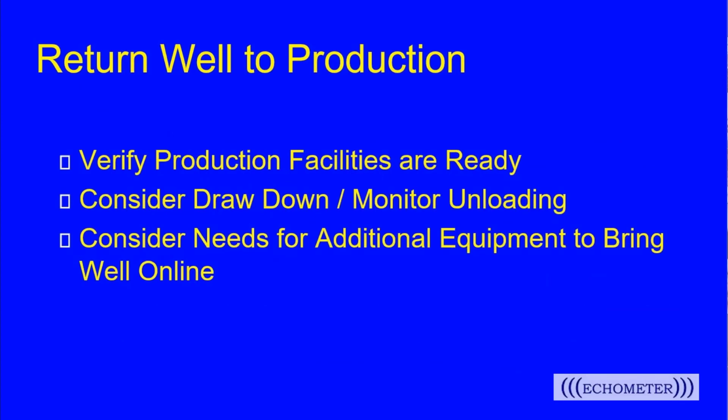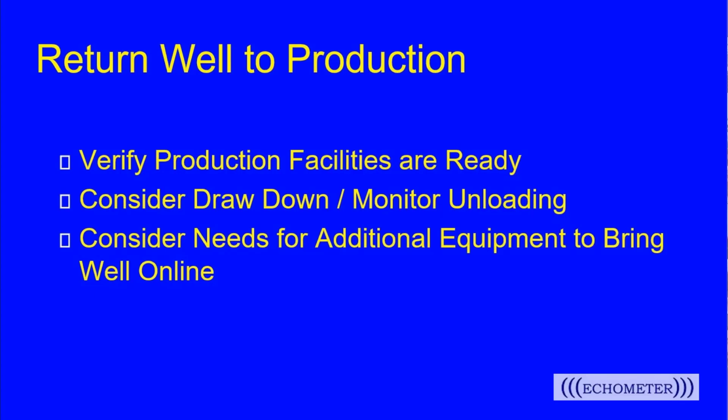Now, once the shut-in's complete and we're ready to turn this back onto production, one, we have to verify that our production facilities are ready and in a condition to handle the increased production. We've been shut in for a while. The pressure in our well bore is going to be greater than our normal operating conditions. So when we bring it on initially, it may come on at a higher rate than we're used to that well producing, and we need to make sure that our production facilities can handle that additional rate. Or we may need to choke the well back. We need to monitor that to make sure we don't overload our production facility.